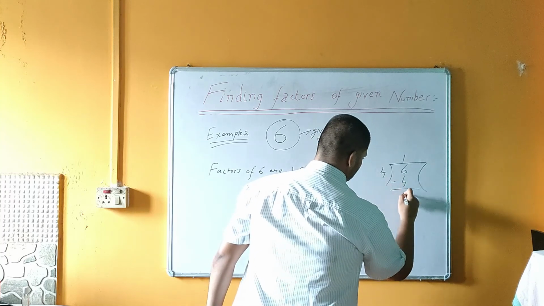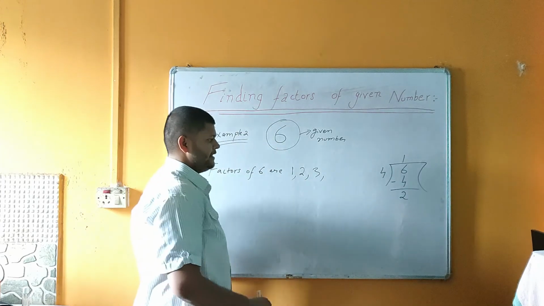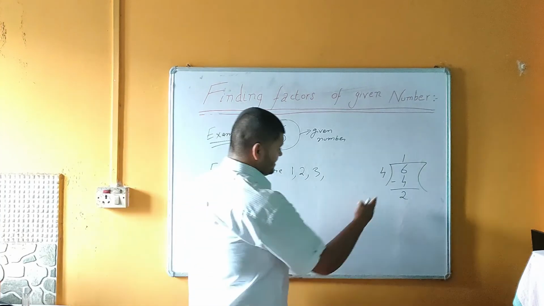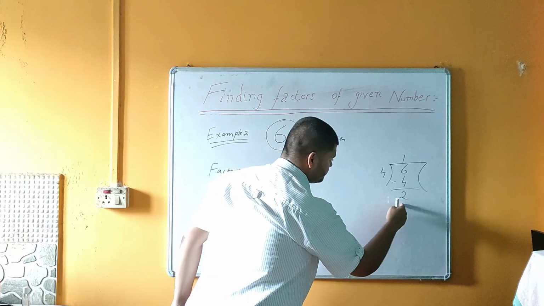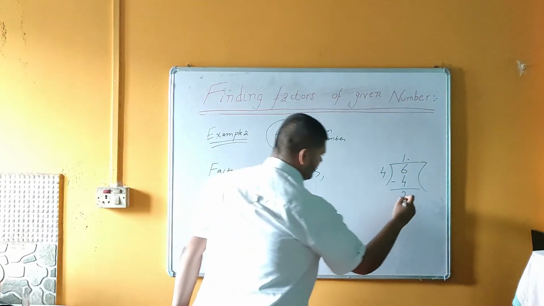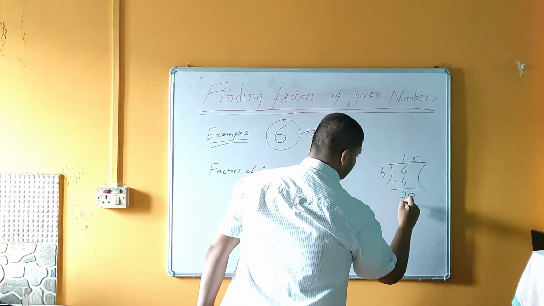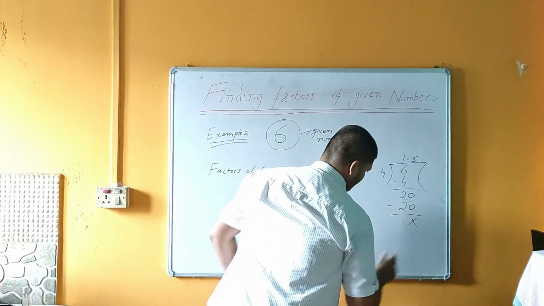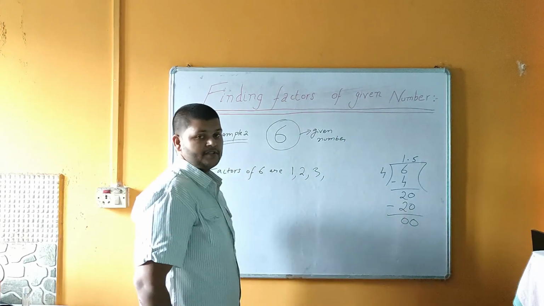4 1 is 4. Remainder is 2. Here the remainder is 2. That means this 4 is not a factor of 6. But you may say that I can bring the remainder to 0. How? If you put the decimal point over here, then 20 will come here. Now it is 4 5s are 20. Now it is giving remainder as 0 over here.